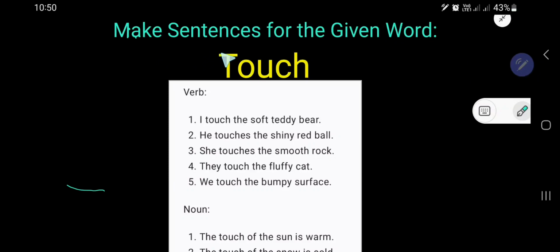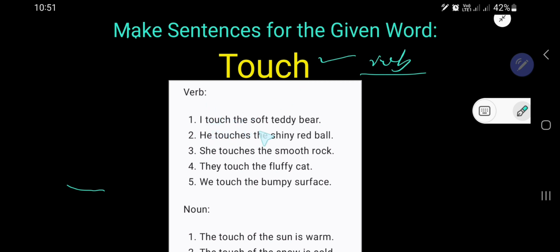How to make sentences for the given word touch. Touch is a verb. We can also use this word touch as a noun. So this is a transitive verb. That is, after this verb, we can place an object. So here is the example.